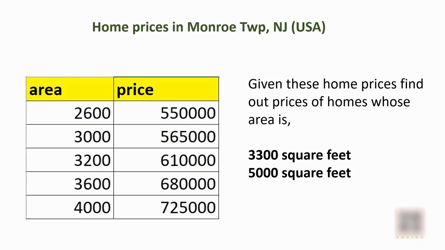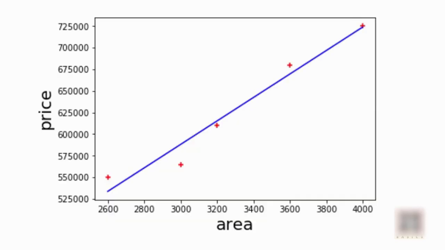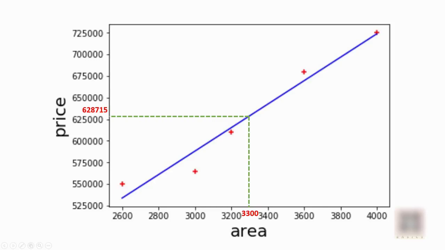You can plot available prices and areas in the form of a scatter plot like this, where this red marker shows the available data points. Now we can draw this blue line which best fits these data points. Once I have this line, I can tell the price of any home. Basically, I can say, okay, a 3,300 square feet home is going to be this price once I have the linear equation.